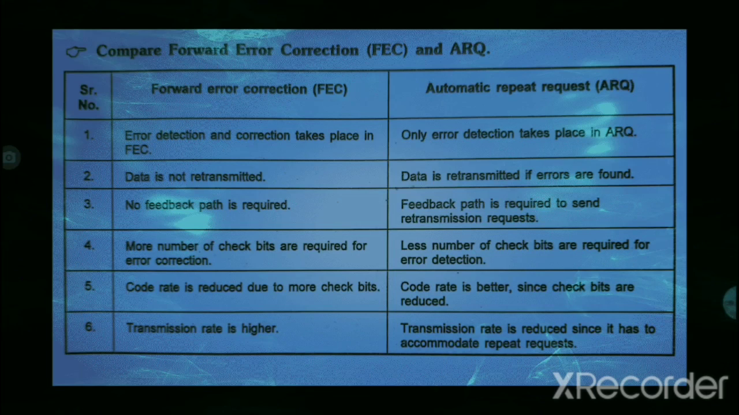More number of check bits are required for error correction. Less number of check bits are required for error detection. Code rate is reduced due to more check bits. Code rate is better since check bits are reduced. Transmission rate is higher. Transmission rate is reduced since it has to accommodate a repeat.